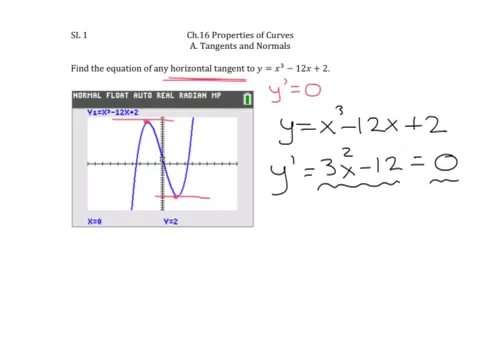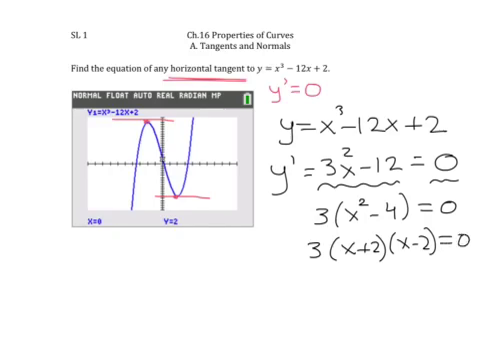So this is just algebra now. We can factor out the 3 because they have 3 in common. So you're left with x squared minus 4 equals 0, and then this nicely factors out again to x plus 2 and x minus 2. Therefore, when x is negative 2 and x is 2, I'm going to have a slope of 0. That's this point right here. This is negative 2 and that's positive 2.